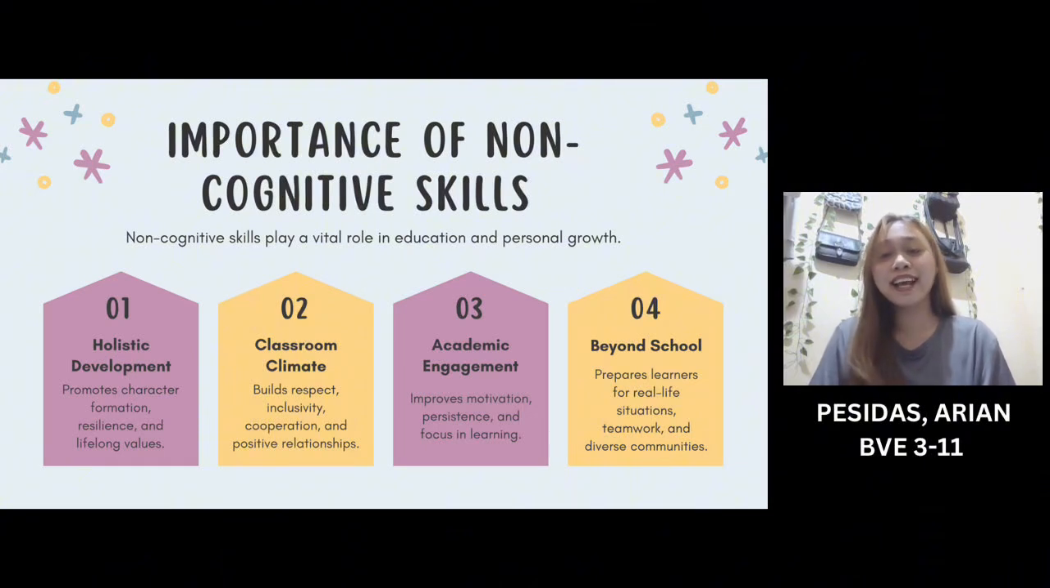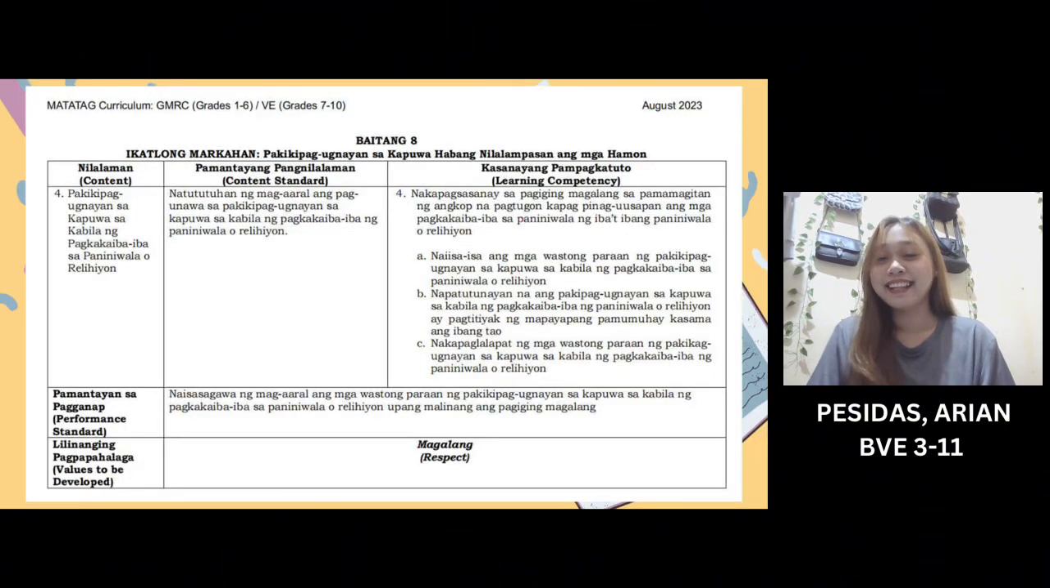Because of this, the next question is, how can we actually assess these skills in the classroom? To answer that, let me connect it to the lesson topic, which is about pakikipag-ugnayan sa kapwa sa kabila ng pagkakaiba-iba sa paniniwala o relihiyon. This lesson focuses on showing respect when engaging with others despite differences in beliefs or religion. The competencies include identifying proper ways of interaction, practicing peaceful relationships, and applying respectful communication.